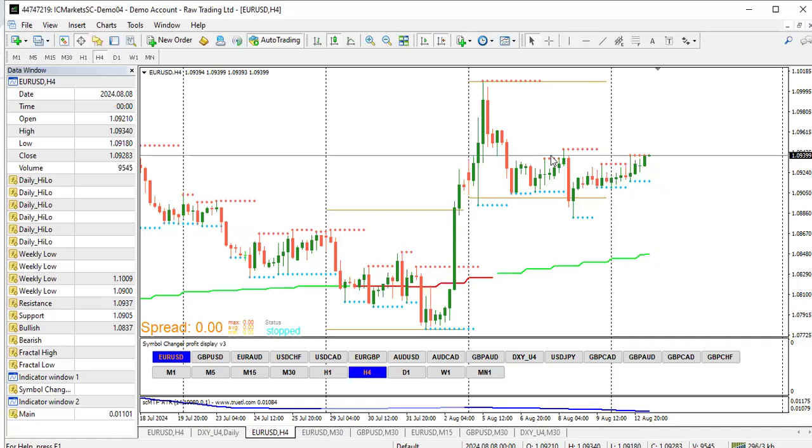We have this situation where on the daily we are bullish, right? So we'll be waiting for our H4 to align with our daily to give us a reason to take a position in the market. So if we look at our H4, we'll be looking for a bullish close. However, we had this fractal high, price then closed above it, this fractal high, price then closed above it, and then formed a new fractal high.